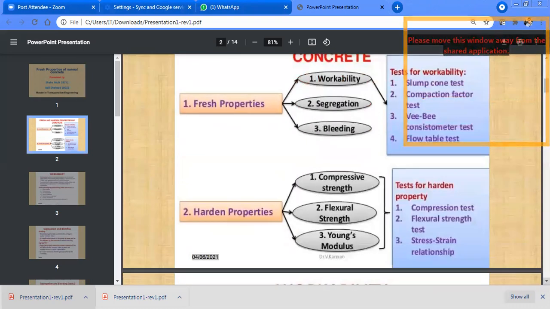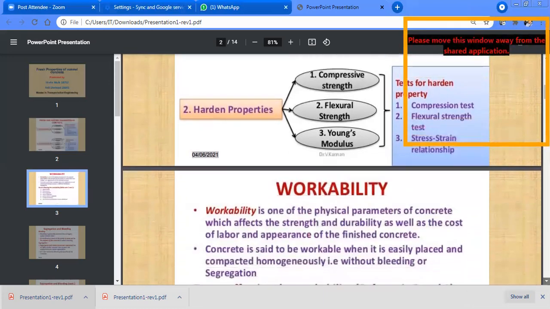For the hardened properties of concrete, when concrete gains enough strength, it goes through certain tests. These tests are known as compressive strength, flexural strength, and Young's modulus. For hardened concrete, we have the compression test, the flexural test, and the stress-strain relationship.